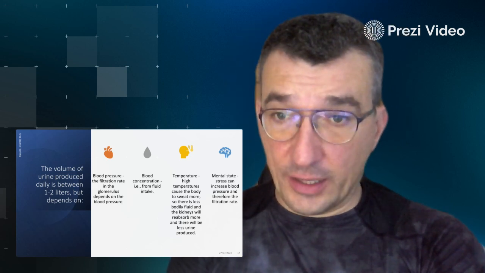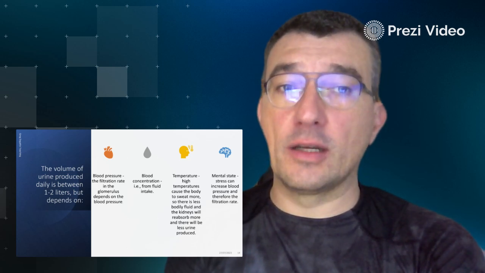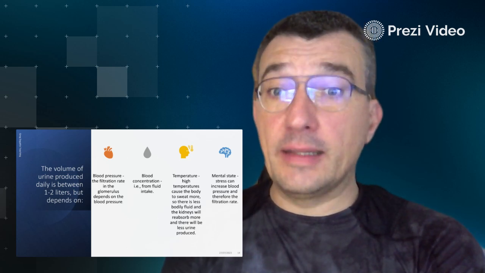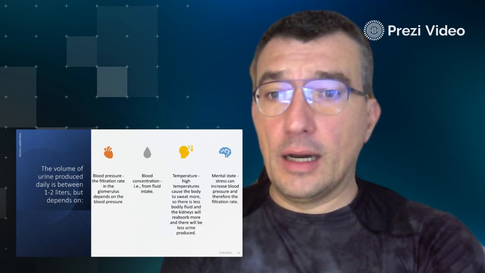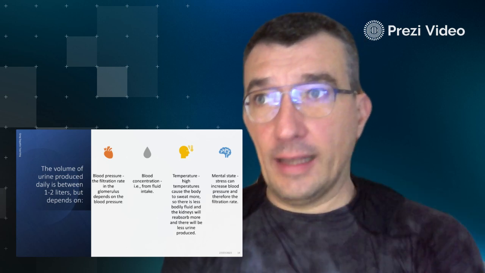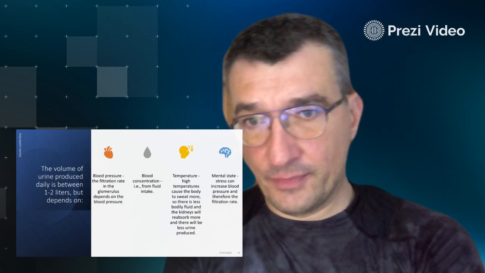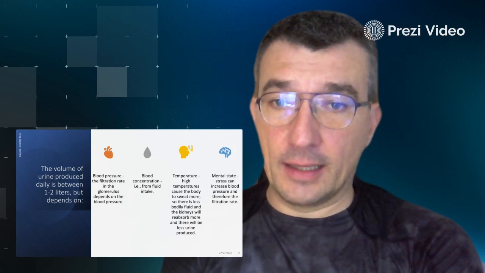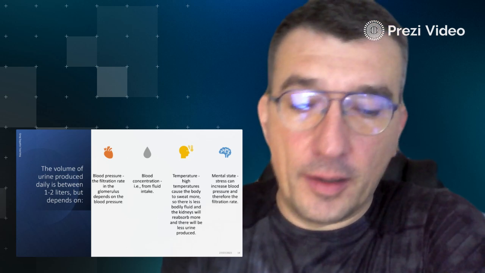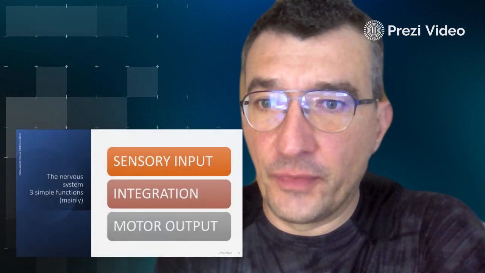The blood concentration, so how much fluid intake there is from the patient. The temperature of the person: high temperature makes people sweat more, so when you sweat more, you urinate less. And mental distress, mental state, because that also has a function in filtration.